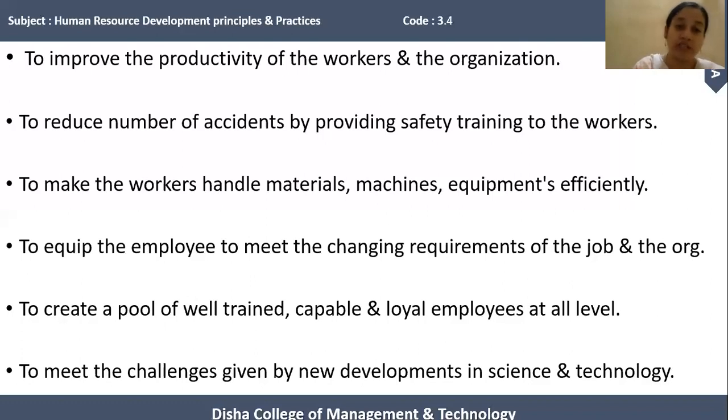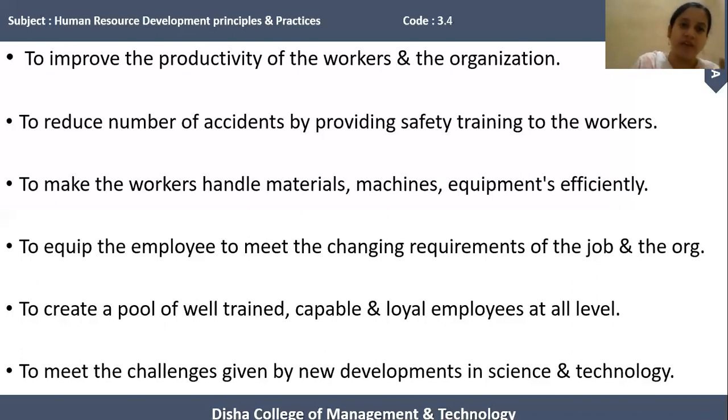To make the worker handle material, machines, and equipment efficiently. Next objective of training is to provide required knowledge and required skills to our human resources about handling of the machines, equipment, and other resources, so that without any wastage of resources or time, the person is able to produce anything and accomplish his or her task.